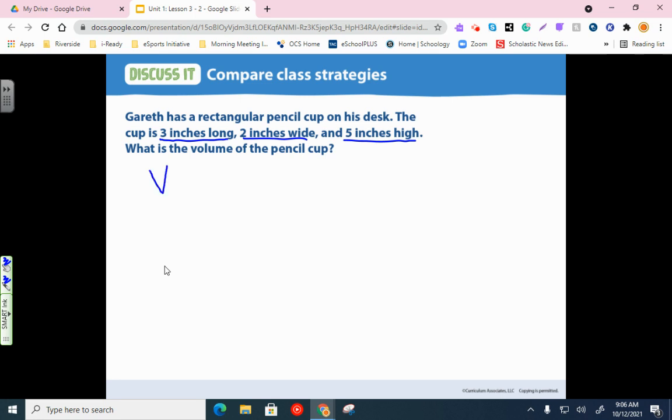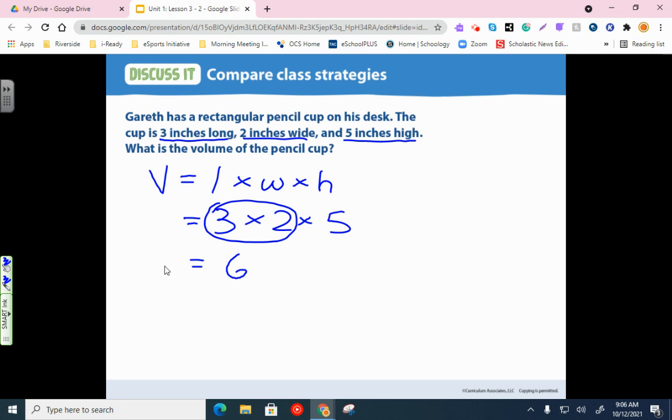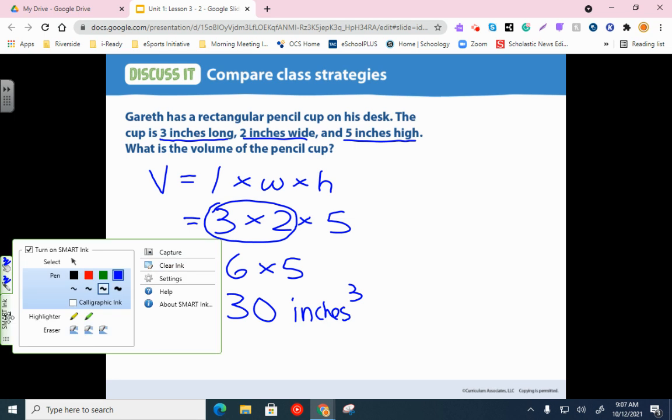So let's go with the classic one of volume equals length times width times height. Our length is 3, our width is 2, and our height is 5. And you can group these together here to give us 6 times 5. And we should have a volume of 30. And since the unit being used here for the pencil cup is inches, it's cubic inches, just like that. Again, the 3 there represents the 3 measurements that we're multiplying to get that.